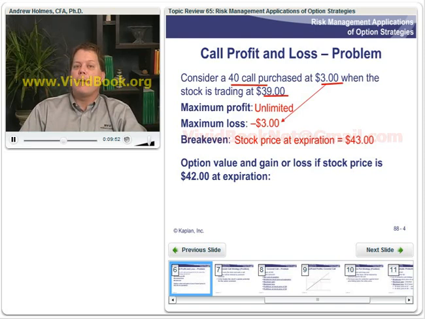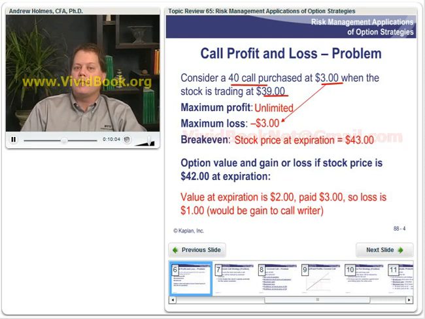So what's the option value and the gain or loss if the stock price is at $42 at expiration? Well, the option is going to be worth $2, right? So the expiration is going to give you a cash flow of $2. That is S minus X, 42 minus 40, but you paid $3 to begin with, so the loss is going to be a $1 loss. You paid $3 to get in, you got $2 back. That would be an example of profit and loss on a long call position.